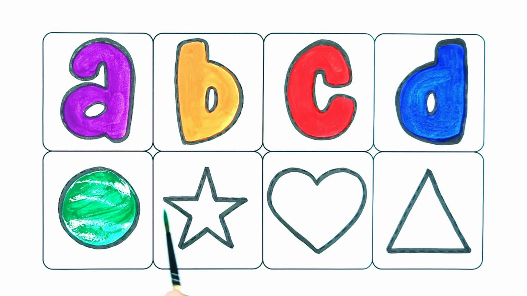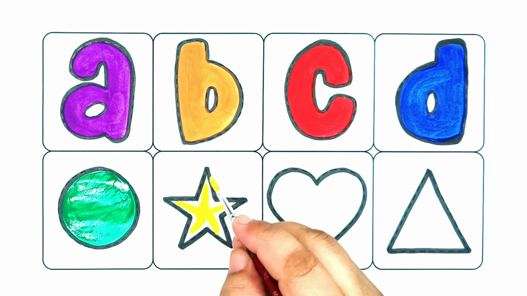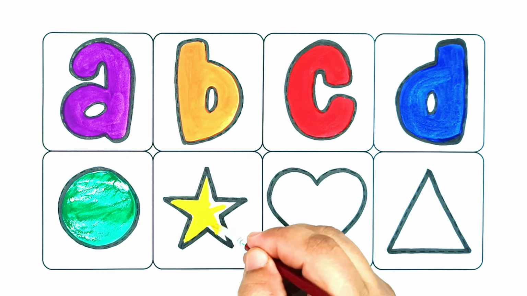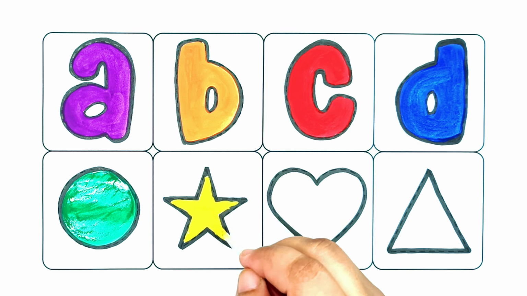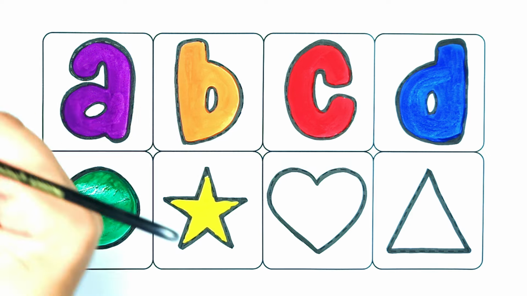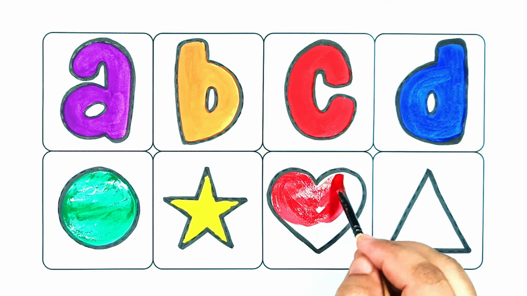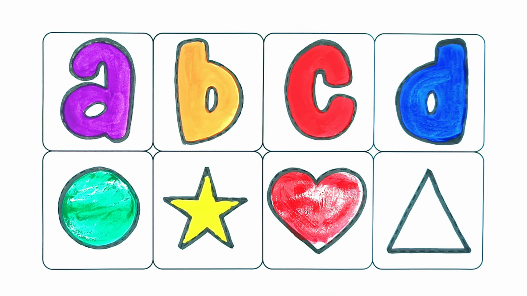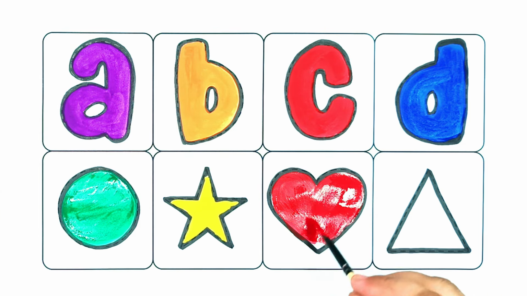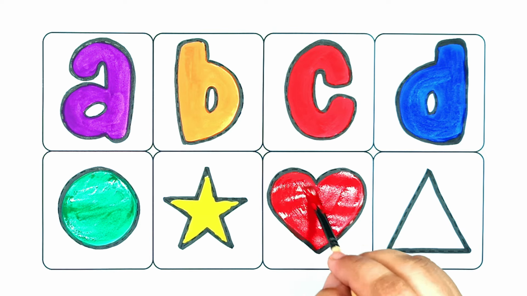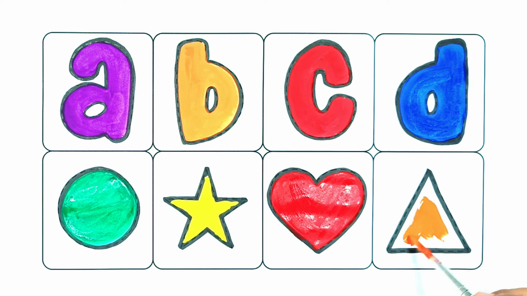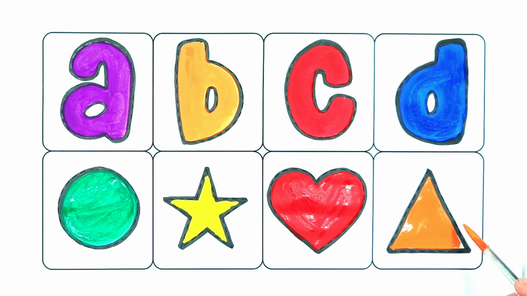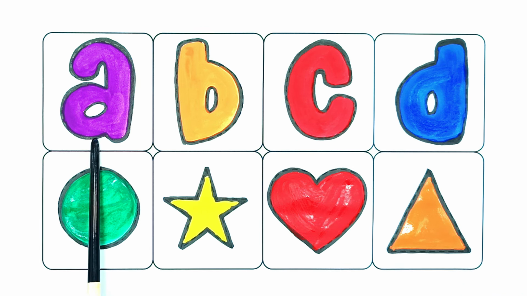Circle. Yellow color. Star. Red color. Heart. Color. Triangle. A, B, C, D. Circle. Star, heart, triangle.